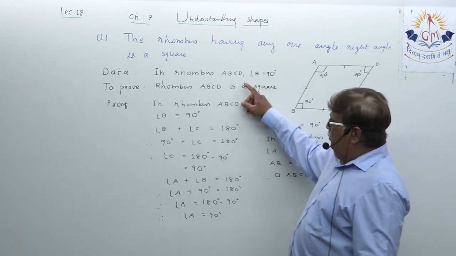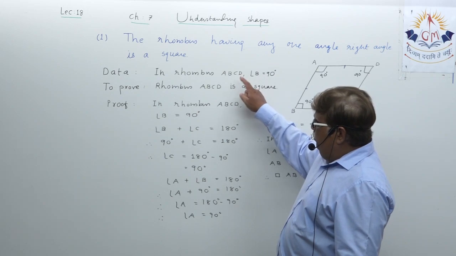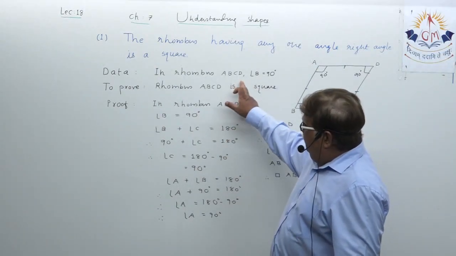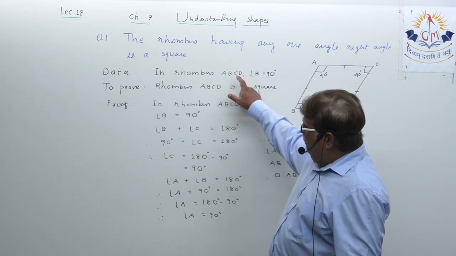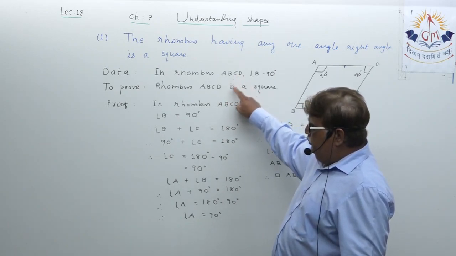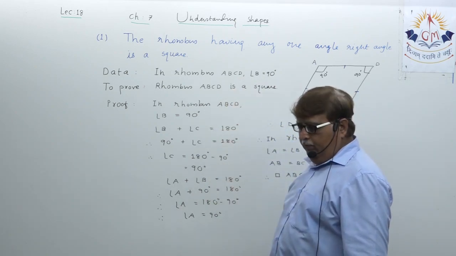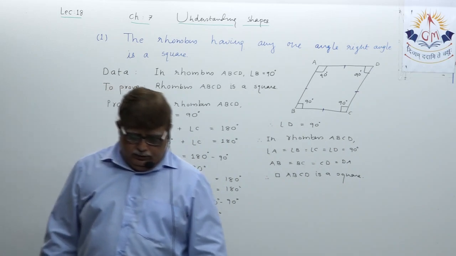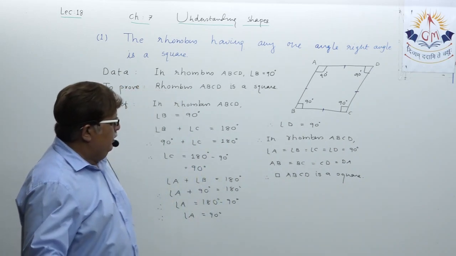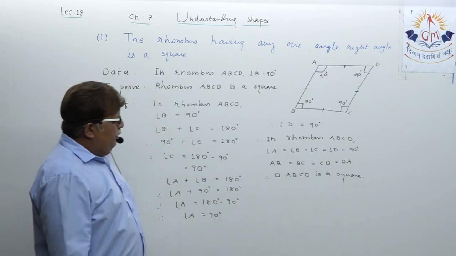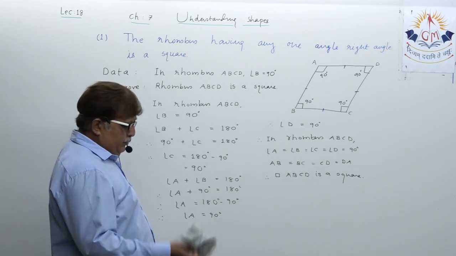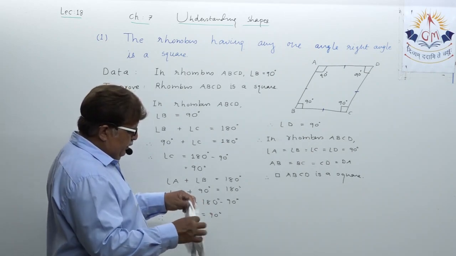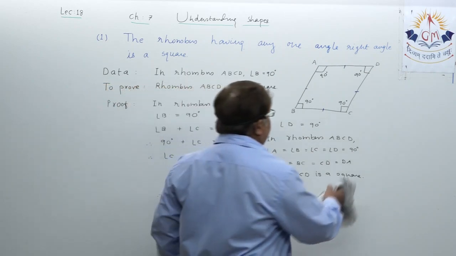I told you initially you should develop the technique of writing the data, what to prove, and then the proof you have to produce by yourself. Okay? Is it clear in your mind? Let us go for solving a variety of examples now. Okay?